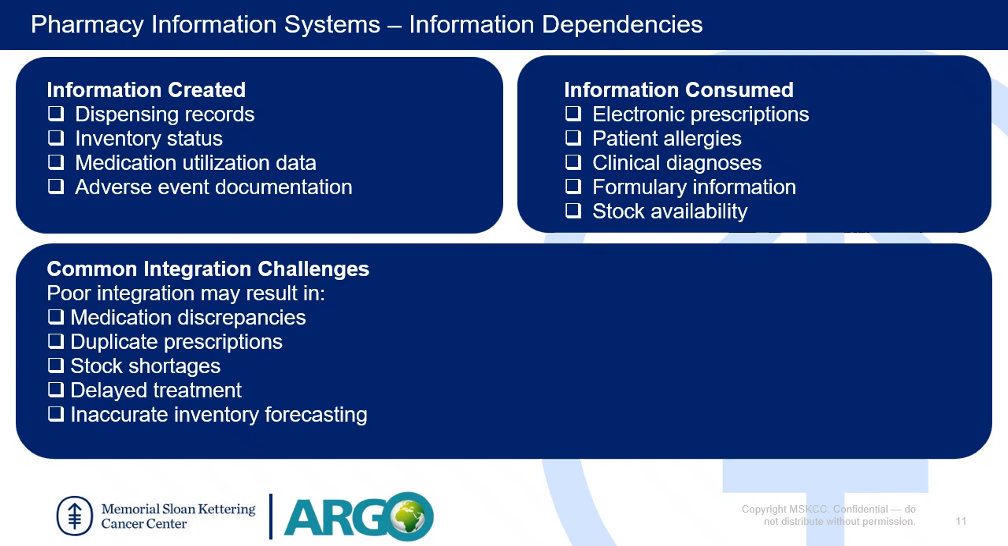And looking at the information dependencies for the pharmacy information system, again, what information is created, what is consumed. So we create the dispensing records, we create the inventory status, we create the medication utilization data, we create, very importantly, adverse event documentation. But what is consumed? The electronic prescriptions that are usually done in the EHR, the patient allergies to those medications that are usually documented in the EHR, right?